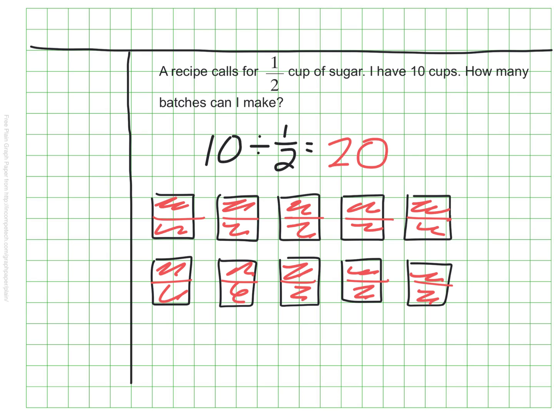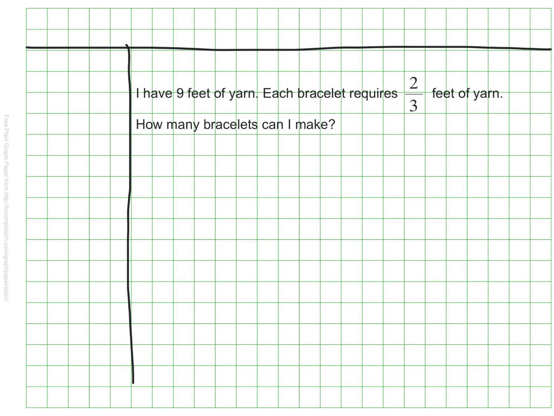We're going to do one more, and this time we're going to have to do a little work at the end to get our complete answer. This time my problem reads that I have 9 feet of yarn and I'm going to make bracelets. Each bracelet requires 2/3 of a foot of yarn. How many bracelets can I make? So again, I have 9 wholes. I'm trying to divide it into groups of 2/3 and figure out how many times 2/3 goes into 9, right? So I have my dividend, my divisor, and I'm working to find my quotient.